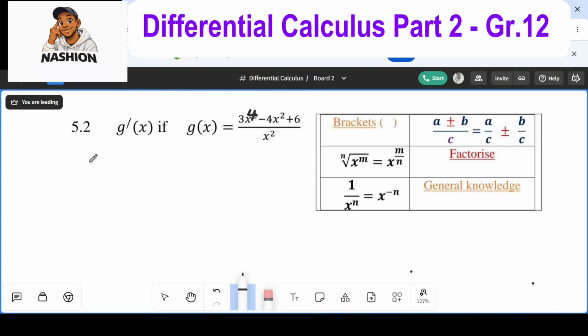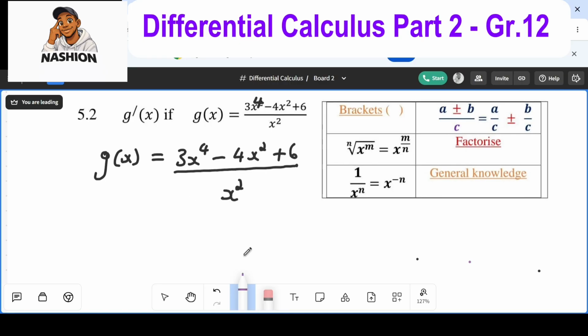Okay, who is next? 5.2, just to make it more clear, this is g of x is equal to 3x to the power 4 right there, minus 4x squared plus 6 all over x squared. Is this ready for the derivative? Never. We have x squared at the denominator.